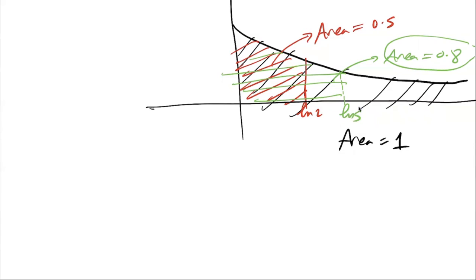So this ln 5, this input on the x-axis, is called the 80th percentile, the input for which the total area under the curve becomes 0.8. And ln 2 is the input on the x-axis at which the total area under the curve becomes half of the total area, which means 0.5. So this is the interpretation of median and percentiles using graphs of the functions.